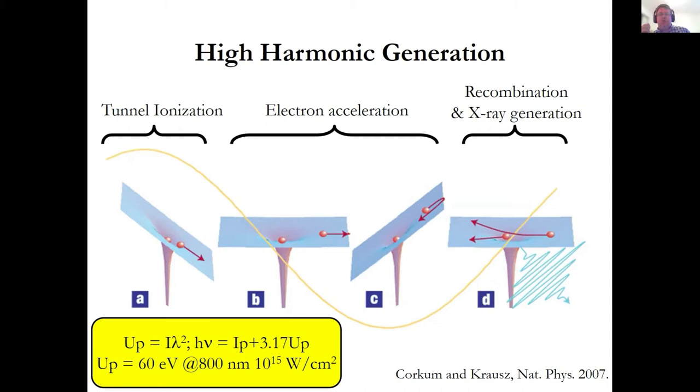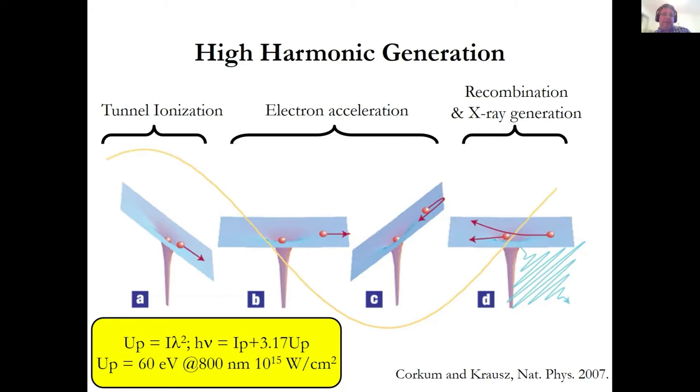In this model, the maximum photon energy that you can generate is given by this very simple formula: IP plus 3.17 UP. Most of you know this formula, but since I imagine there are first-year students attending this meeting, this is the key formula to understand high harmonic generation. UP, the ponderomotive energy, is proportional to the intensity times lambda squared, lambda being the laser wavelength.